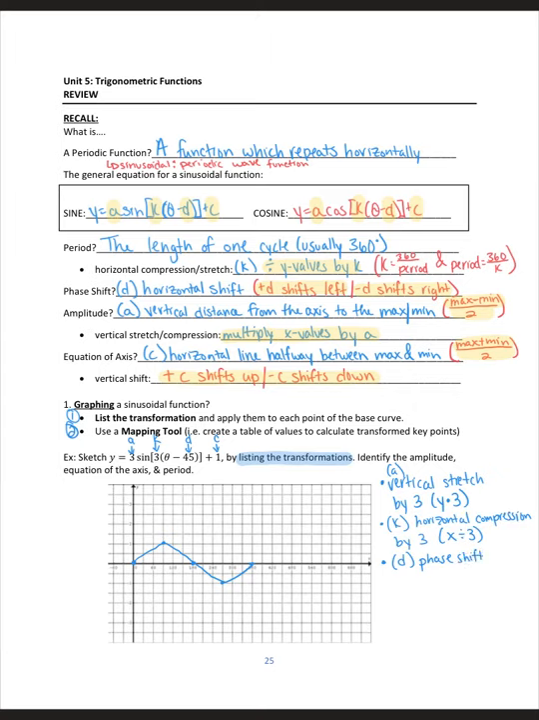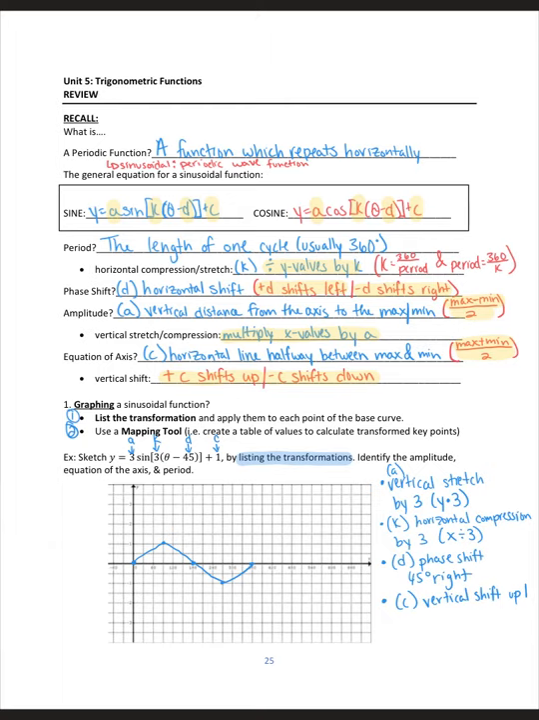The next transformation we have there on our d variable is going to be a phase shift. And in this case, our d variable is 45 degrees. And since it's a minus, it's going to be 45 degrees to the right. And that last variable, our c, is a vertical shift. And because it's a plus, that means we're going to go up 1.